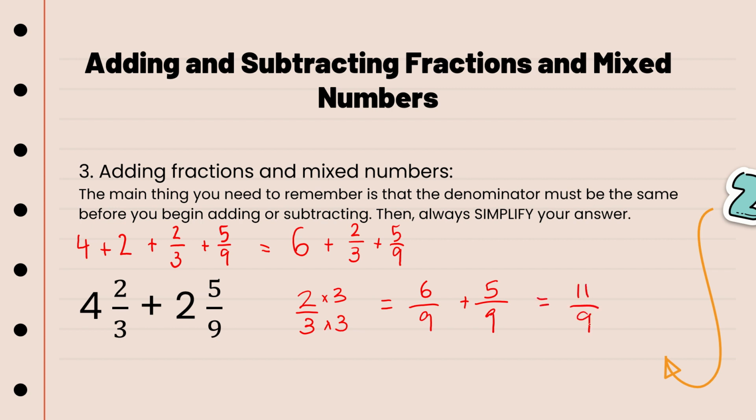Now this improper fraction needs to be turned into a mixed number. I know that 9 goes into 11 once, and the remainder is 2 over 9. So then I'm going to bring back my whole. 6 plus 1 and 2 over 9 is equal to 7 and 2 over 9.